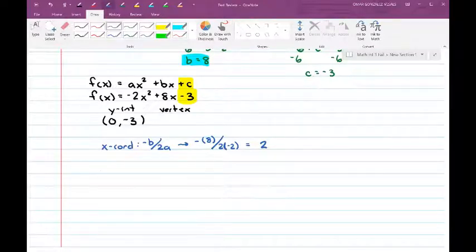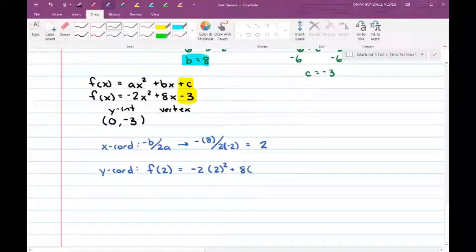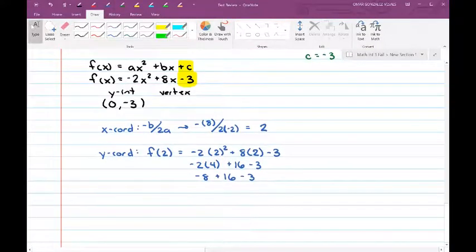That's my x-coordinate. To find my y-coordinate, I'm going to plug in f of 2 into my function. So it'll be -2 times 2 squared plus 8 times 2 minus 3. And then you just simplify that. So it's -2 times 4 plus 16 minus 3, which is -8 plus 16 minus 3, which is what? Which is 5. So that means my vertex is 2, 5.